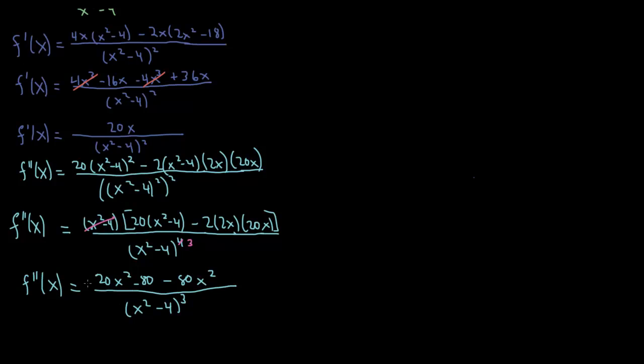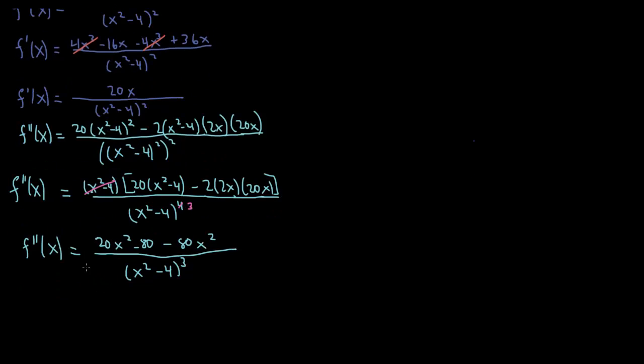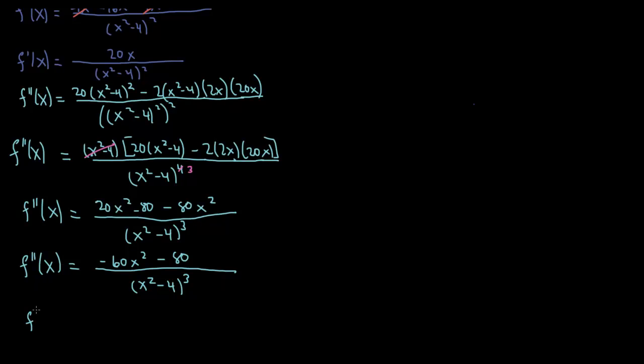Alrighty. So let's see here. I need more and more room. I'd forgotten, since I last did this, how long this derivative took. x squared minus 4 cubed. Now we have 20x squared minus 80x squared, so that's minus 60x squared minus 80. Okay. Let's do one last bit of cleaning up. We could say that f double prime of x, let's factor out a negative 20 on that numerator. That would leave us with a 3x squared minus 4. x squared minus 4 cubed stays the same on the bottom.